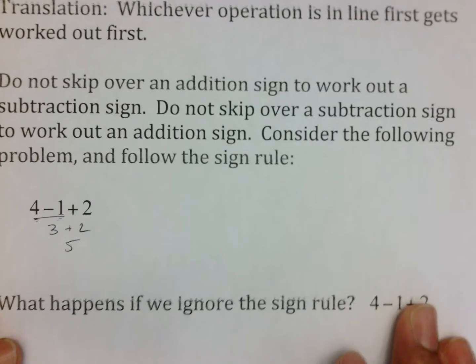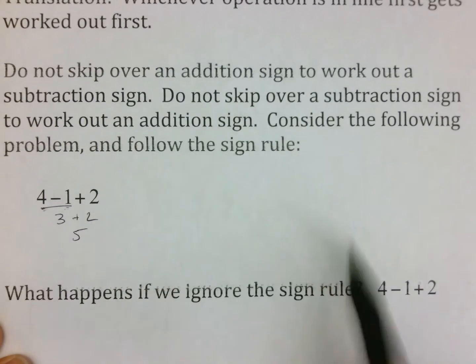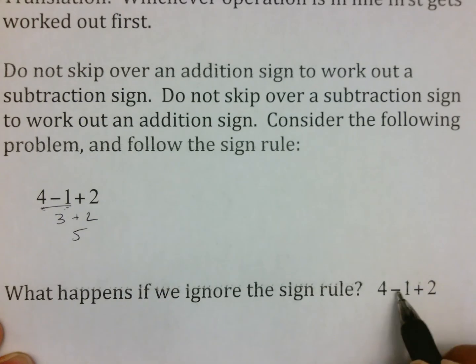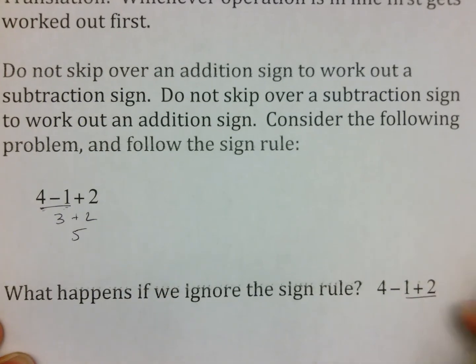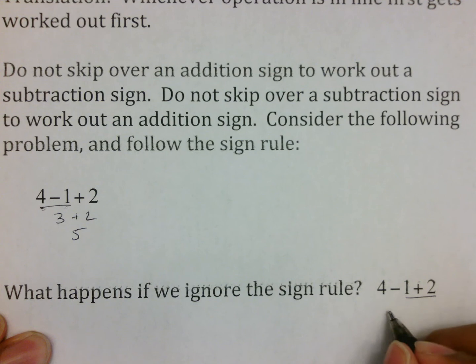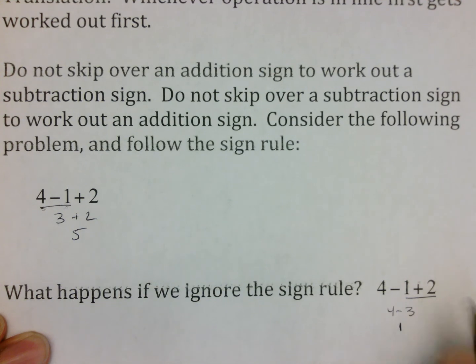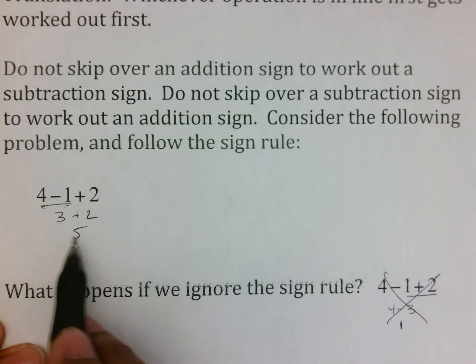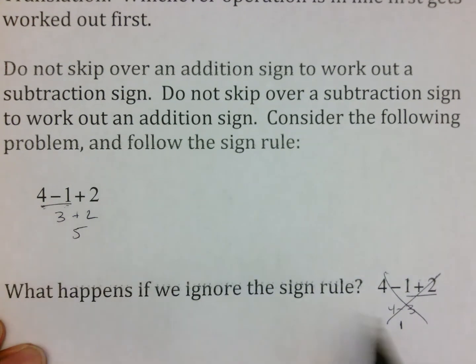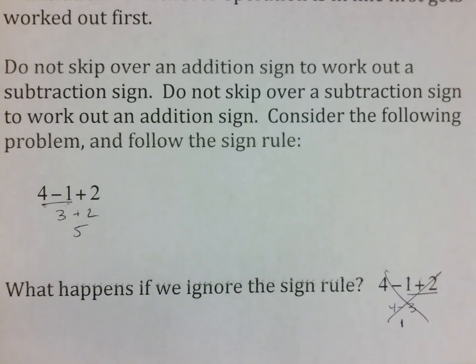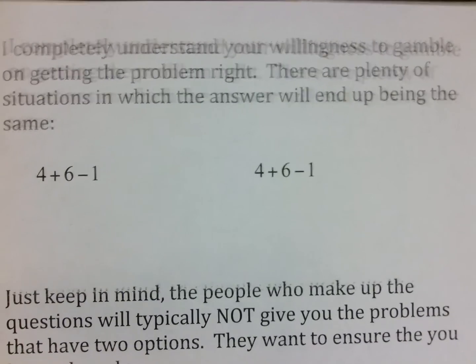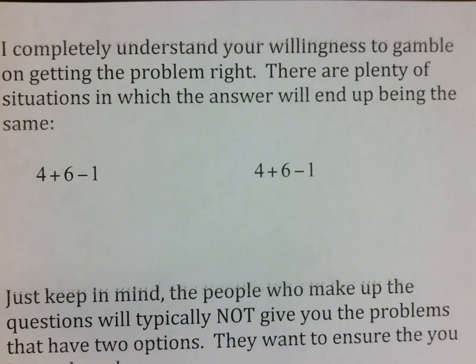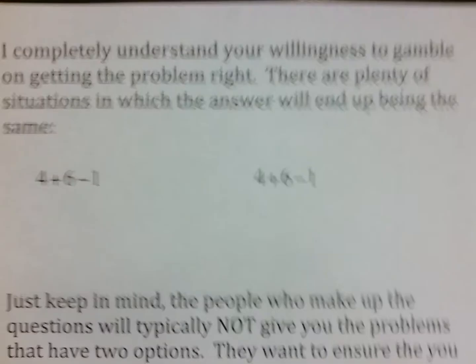But what happens if you ignore that rule or all these things that I just told you and you decide, you know what, I don't feel like doing subtraction, I'm going to do the addition problem first and I'll still get it right? Let's see. You end up with 4 minus 1 plus 2 is 3 and 4 minus 3 is 1. Notice this answer is different because this one follows the order of operations, that one is right, this one is wrong. Bottom line, don't jump over an addition sign for subtraction, do not jump over a subtraction sign for addition, work them out in the order in which they show up.